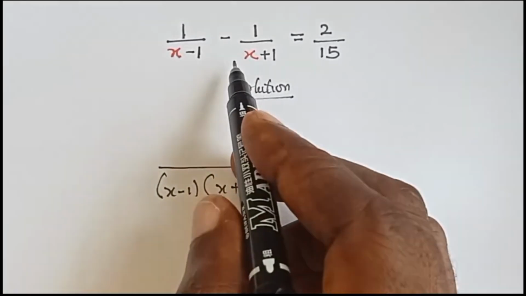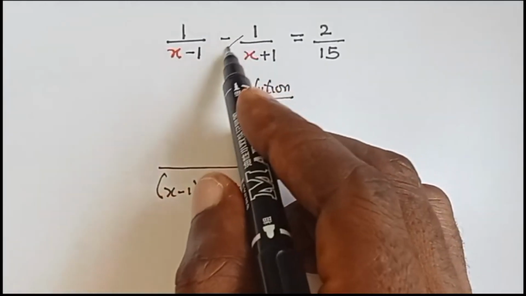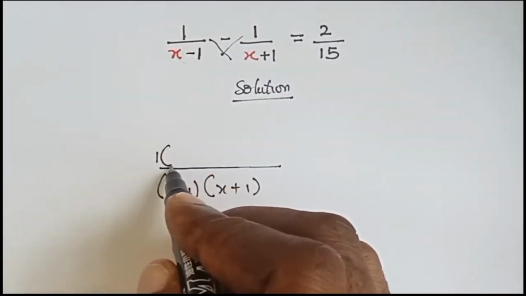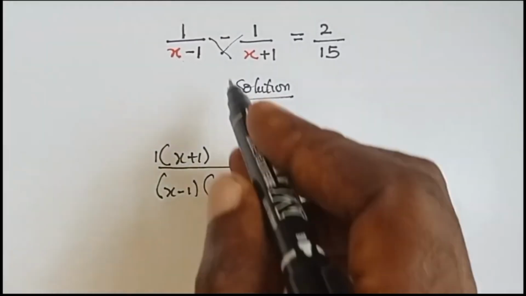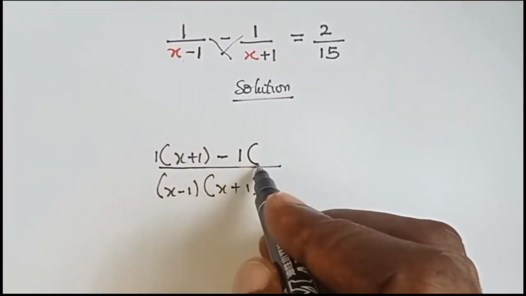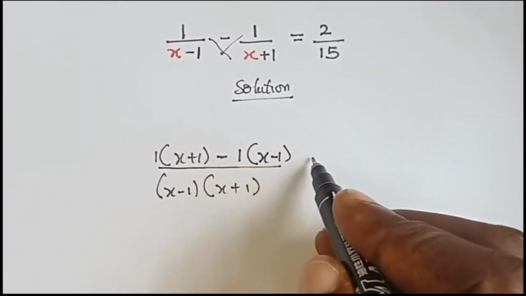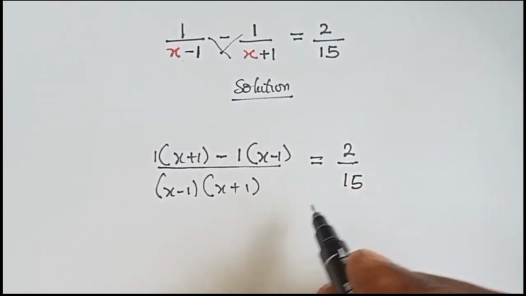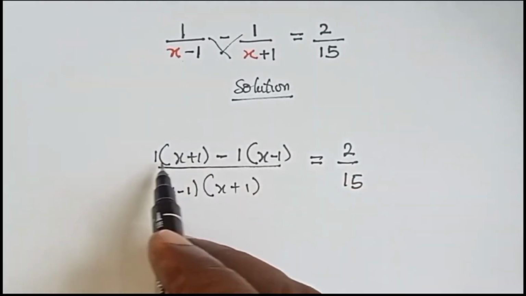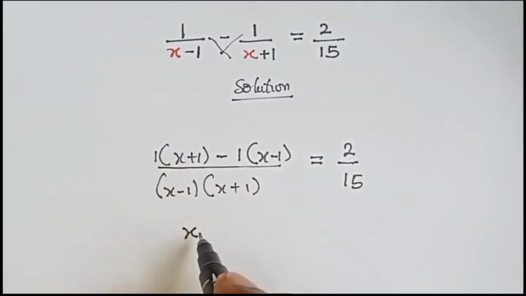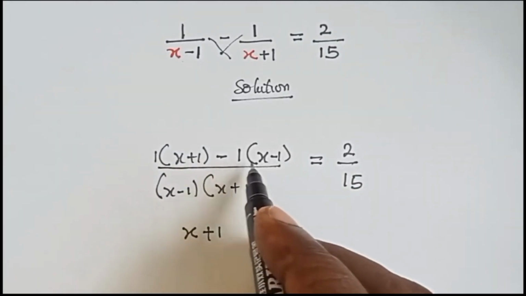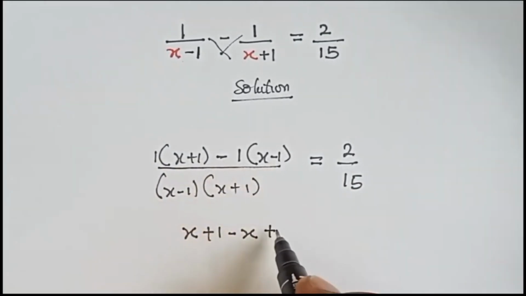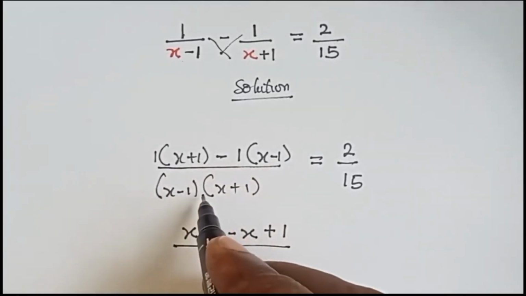This is the LCM. Then we are going to multiply this with this and multiply this with this. Right, so we have 1 times x plus 1 minus 1 times x minus 1. Everything equals to 2 over 15. Right, so let's open this bracket. 1 times x gives x, 1 times 1 gives 1, minus 1 times x gives minus x, minus 1 times minus 1 gives plus 1 over this.